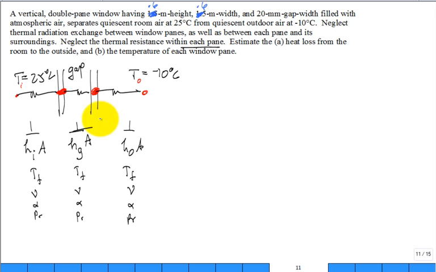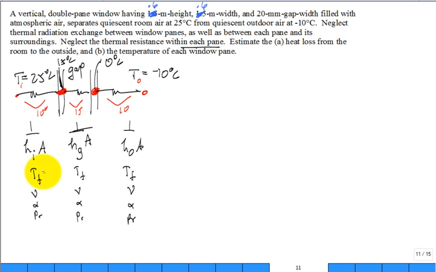So I look at it, and it's from 25 to negative 10. That's a 35 degree delta T total. I'm going to say it's about 10 degree delta T here, about 10 degree delta T there. That leaves a 15 degree delta T there. So my guess is that the temperature of pane 1 starts at 15 degrees, and this would be at 0 degrees.